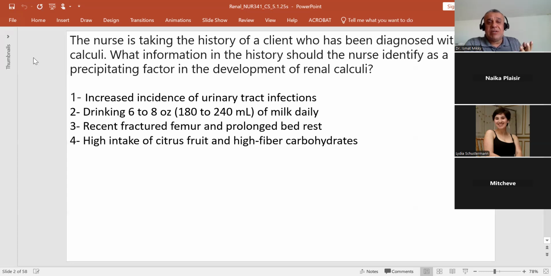So there is a high calcium concentration in the blood because of the prolonged bed rest. So with immobility, just think of inactivity, especially prolonged immobility, that predisposes this patient to develop kidney stones. So that's a risk factor for kidney stones.